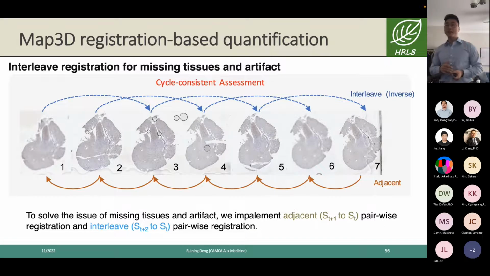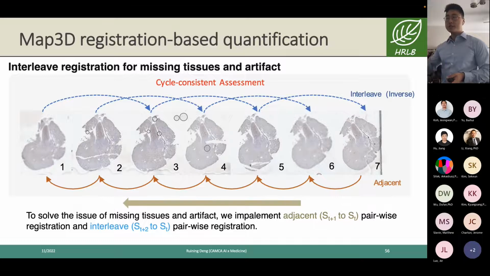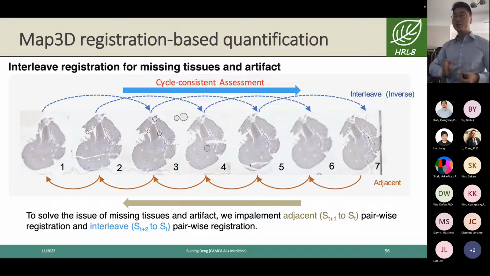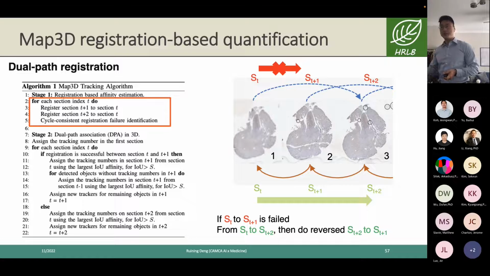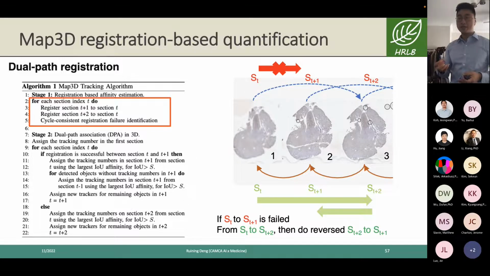In our model, we also provide interleaf registration for missing tissue and artifacts, which means that not only do we do adjacent pairwise registration, which is 7-6, 6-5, 5-4, we also do interleaf pairwise registration, like 1-3, 2-4, 3-5. Why do we do the interleaf registration? The reason is that we try to achieve dual path registration. If there are registration errors between slice T and slice T plus one, we can directly go from slice T to slice T plus two, and then go back to slice T plus one from T plus two. Therefore, we can overcome the missing tissue and artifact impact when we do the registration.